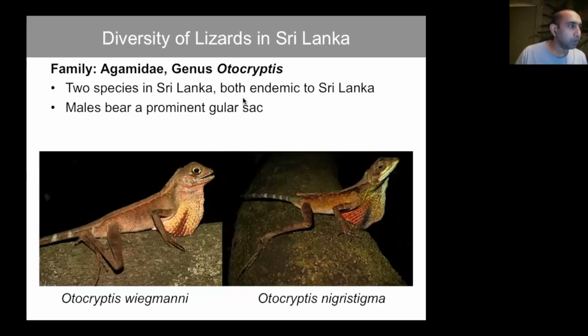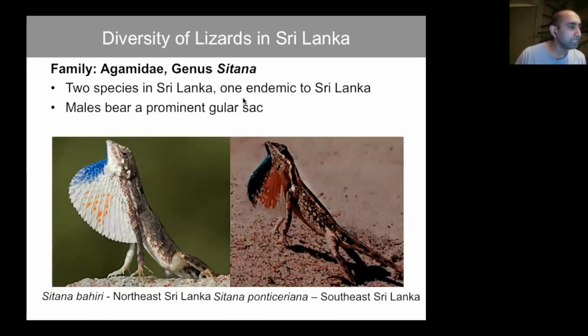Right? And then we also have a similar looking lizard, the sitanas. So we have two species in Sri Lanka. Only one of them is endemic. Just like the kangaroo lizards, these lizards also have an extensible flap of skin right underneath their snout, extending up to the chest. Again, that is only found in males, and males display it to attract females as well as ward off rival males.